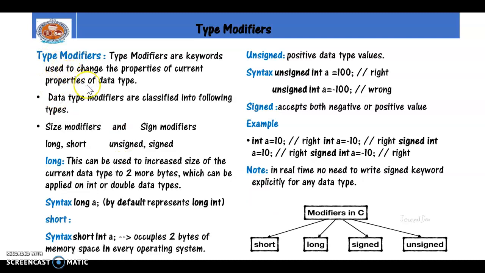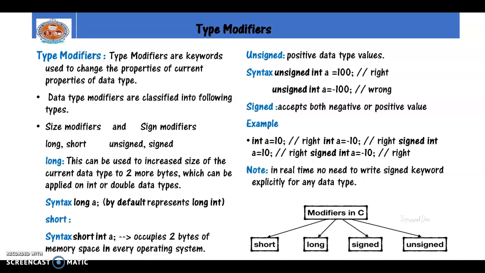Coming to type modifiers, these are the keywords which change the property of our data types. That is, we can change the property of data types using these type modifiers. These are majorly categorized into 2 types: size modifiers and sign modifiers. Long and short come under size modifiers, and signed and unsigned come under sign modifiers.